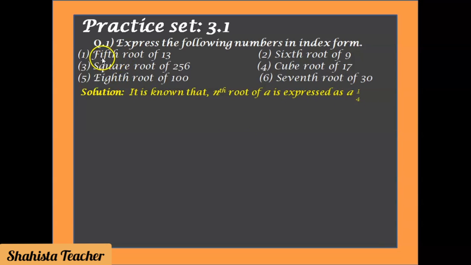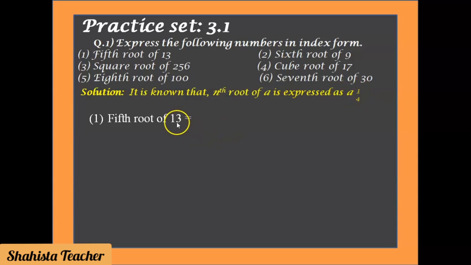Now here, first sub question, fifth root of 13. How will we write the fifth root of 13? First, on the base we will write 13, and above this base we will put 1 upon 5. Is that clear? Why? Because 1 upon 5 is a rational number which is not equal to 0, and we have to express it in the form a to the power 1 upon n.